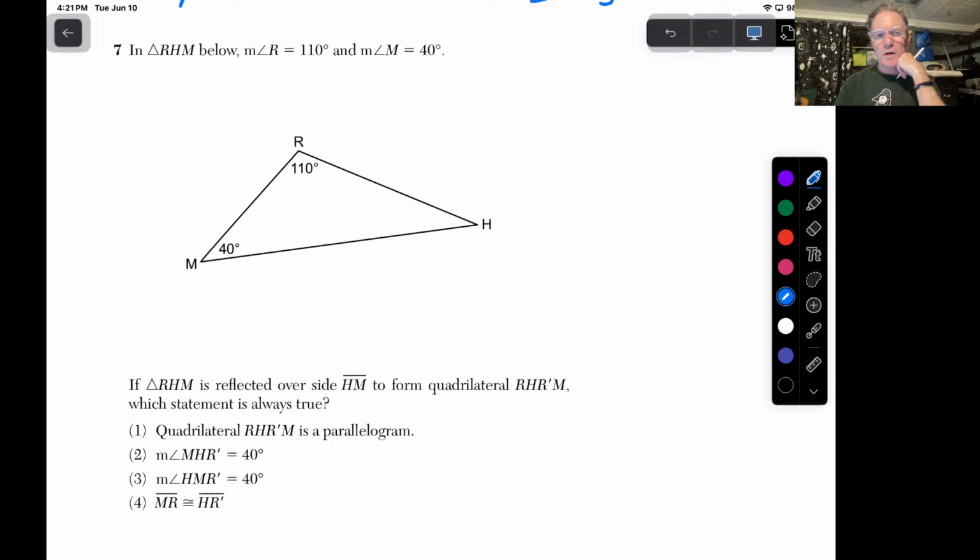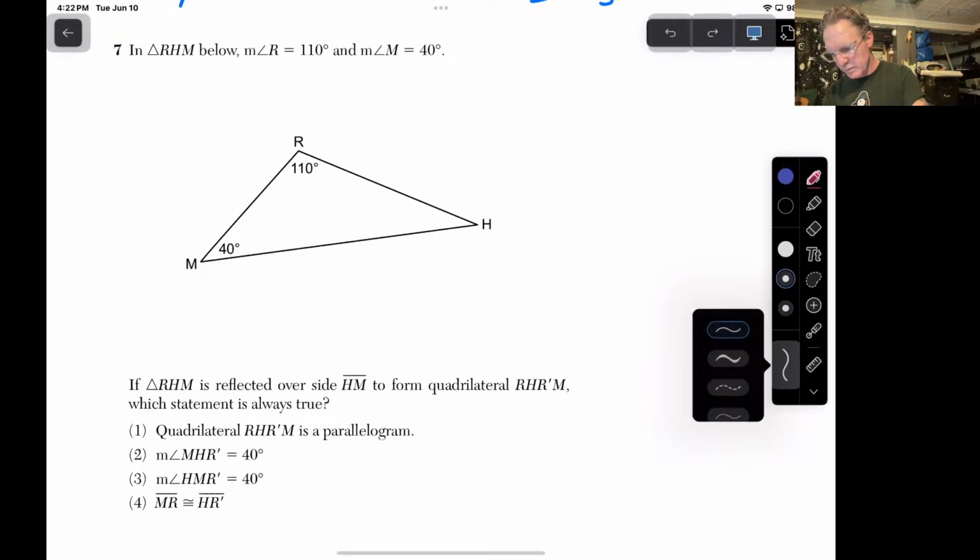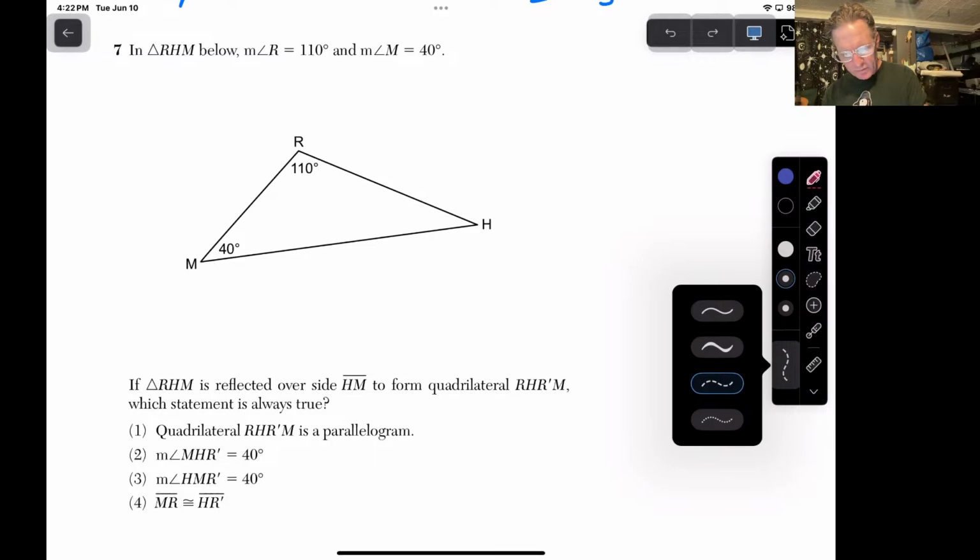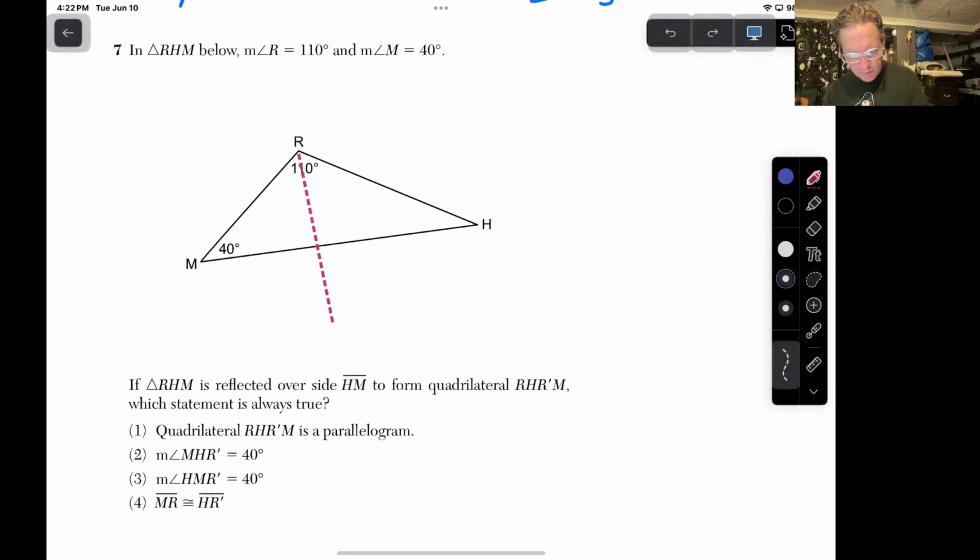If RHM is reflected over side HM to form a quadrilateral RHR prime M, that really means that this point R is being reflected over HM. If you're going to have a point being reflected over a line, that's going to happen in a perpendicular fashion. So here, let me use a dotted line. This is going to be reflected over this line somewhere down there, and it's going to form a right angle.